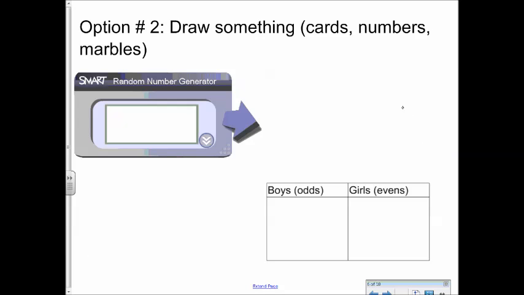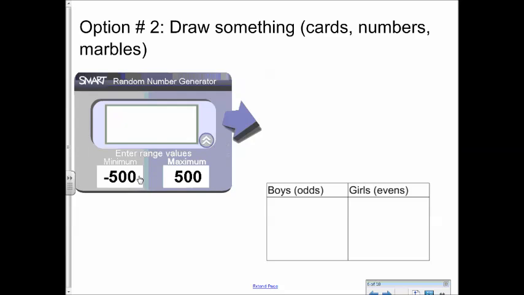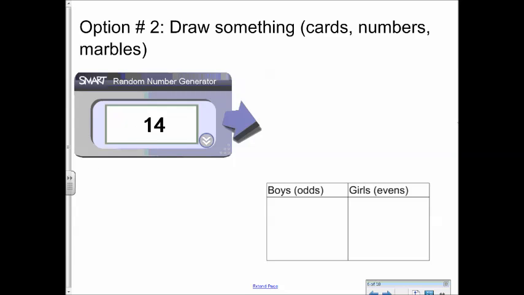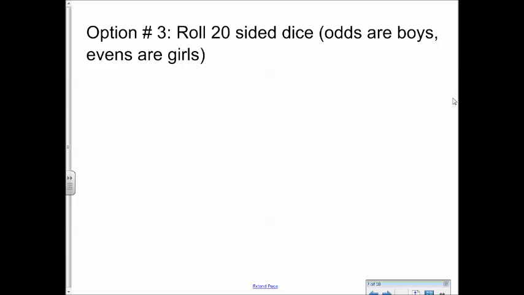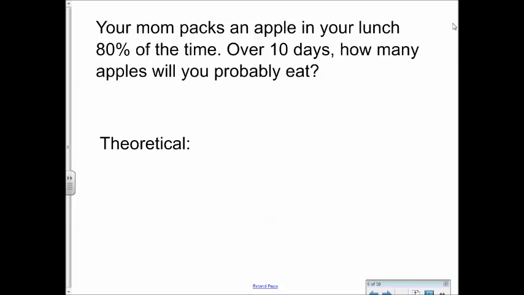There are other options. We could draw something like a number between 1 and 20. And we could do the same. Evens are girls and odds are boys. We could draw marbles, and a certain color is boys, another color is girls. We had a 20-sided die, which your calculators tomorrow will have. Odds could be boys, evens could be girls. We could roll the dice 20 times. There are lots of different options for experimenting without actually having to go out and collect people.